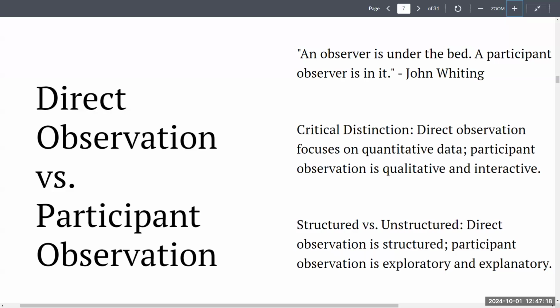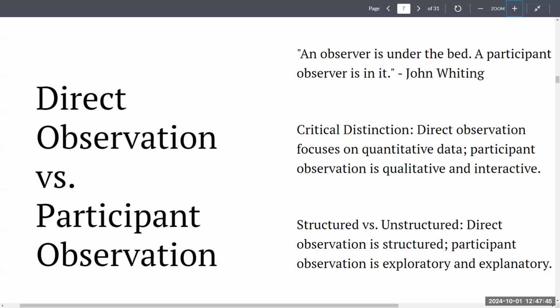Direct observation versus participant observation. An observer is under the bed, a participant observer is in it. This quote is from an anthropologist named John Whiting, and he emphasizes the critical differences between direct observation and participant observation. In direct observation, the researcher maintains distance and merely watches the behavior or event unfold.